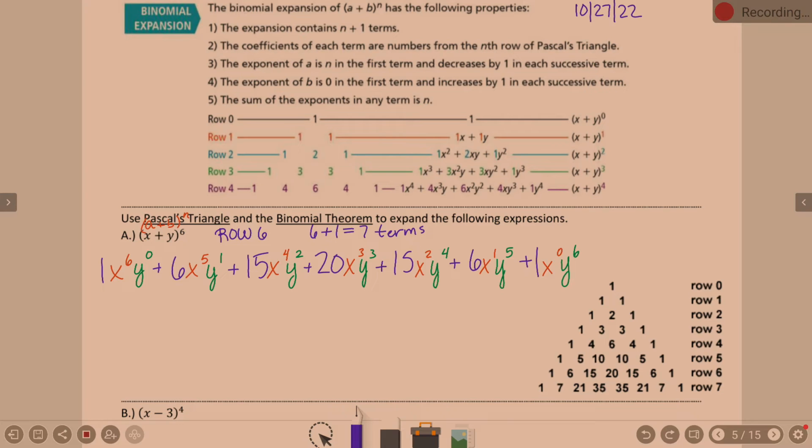Well, first of all, the coefficient of 1, we don't have to write. X to the 6th is x to the 6th. What is y to the 0? Anything raised to the power of 0 is always 1. If that's 1, what is 1 times x to the 6th times 1? X to the 6th. Okay? Plus, what's 6 x to the 5th times y to the 1st? Well, 6 x to the 5th, and I'm just going to write y. I don't need to write y to the 1st.